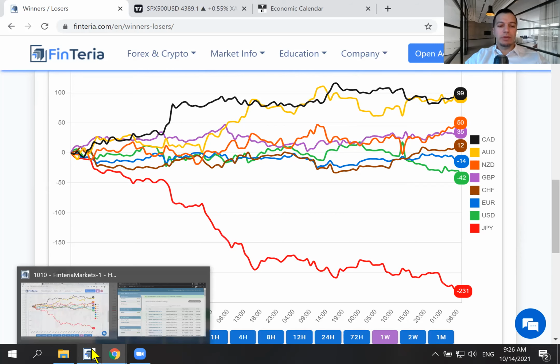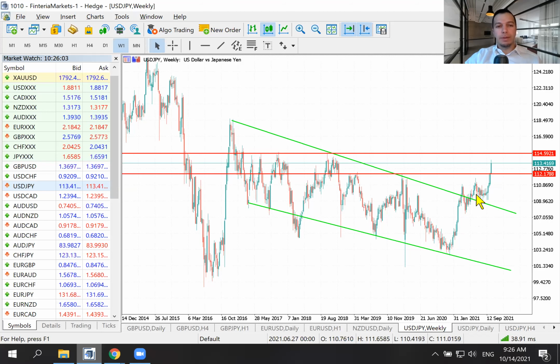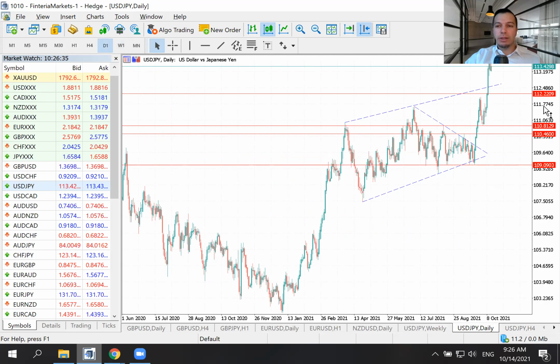So let's check the situation on the technical charts. I'm going to start with a weekly chart, just so that we see the global picture where we are. In my opinion, there is still potential for the upside movement, and the first potential target is 114.60. However, right now we're in between two levels, 112.20 and 114.60. So according to the weekly time frame, we still have a lot of potential to move much higher.